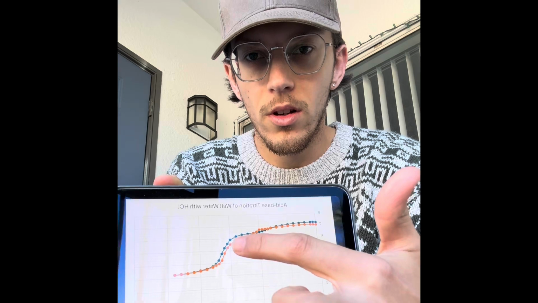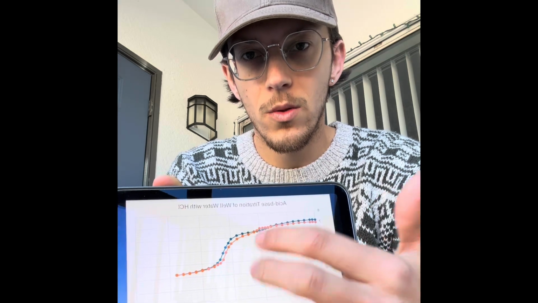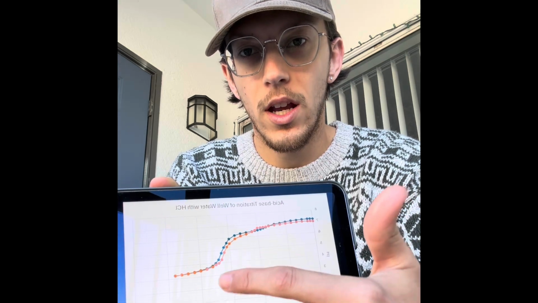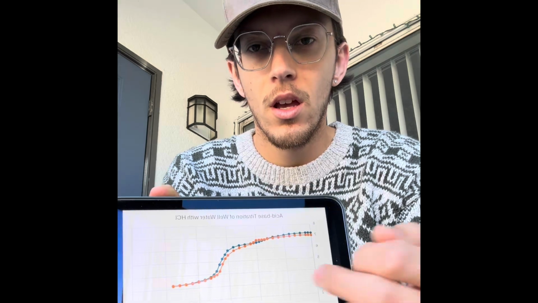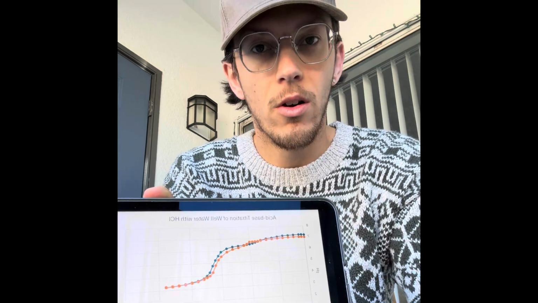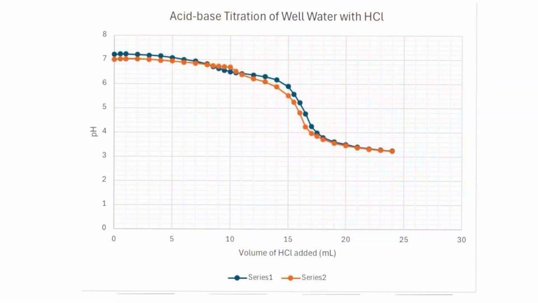Right here is where it's the 15 to 18. So within this range of 150 to 180 is where the well water fell. This shows that it is a very hard water quality. So within that 15 to 18 range is our second equivalence point. This shows where that HCl completely dissolved the calcium carbonate, driving off carbon dioxide gas.